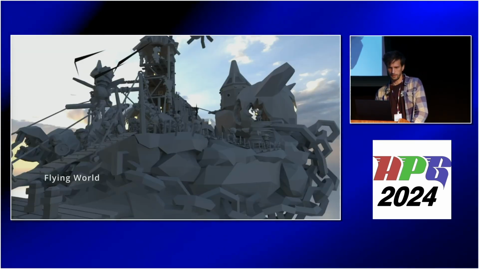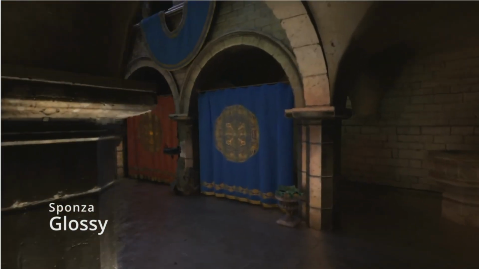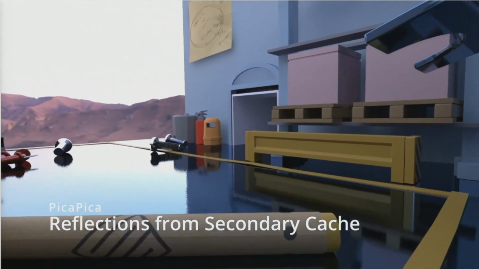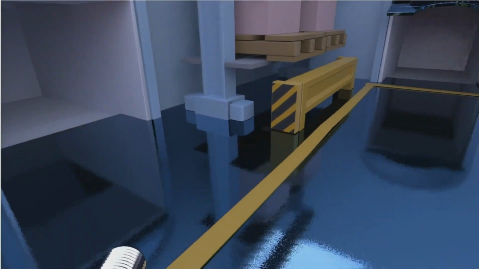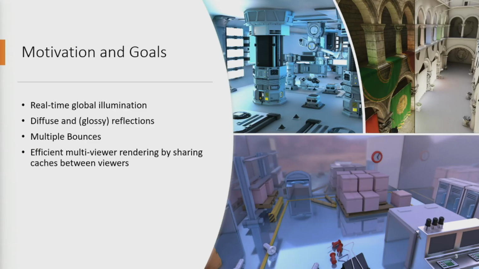Let me just start off with a short video of our approach. What you see here are video snippets of scenes which have been rendered with our approach in real time. And what you see there is diffuse GI, glossy reflections, sharper reflections, and also support for multiple viewers. Basically, this paper, as the title already suggests, is about computing global illumination in real time. Our goals here are having diffuse GI, having reflections, having multiple light bounces everywhere, and also all that with support for multiple viewers so that we can share computations between them.